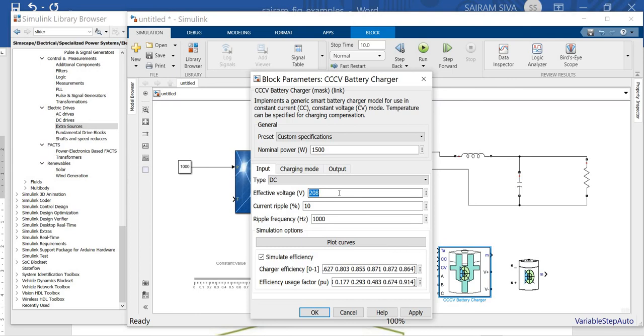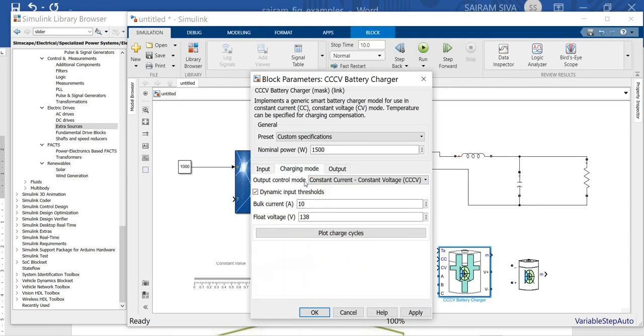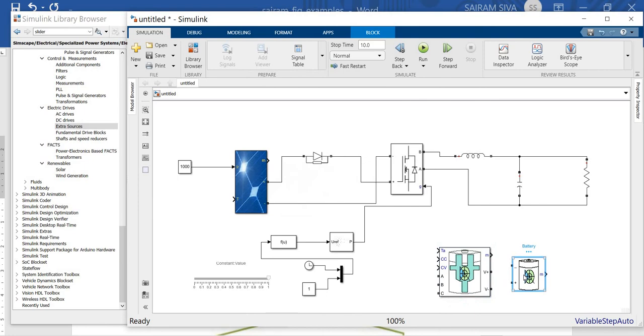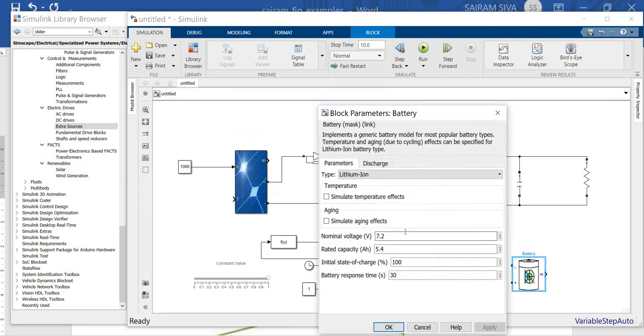Here that is 325, that is the voltage, and this is the ripple frequency and other things. Charging current is based on this voltage, so I am also going to fix the voltage. The nominal voltage is 320. The rated capacity I am also going to set as 2.5 Ah.